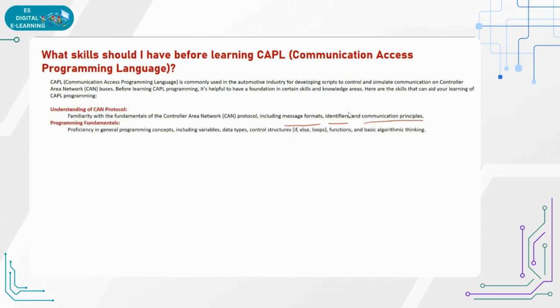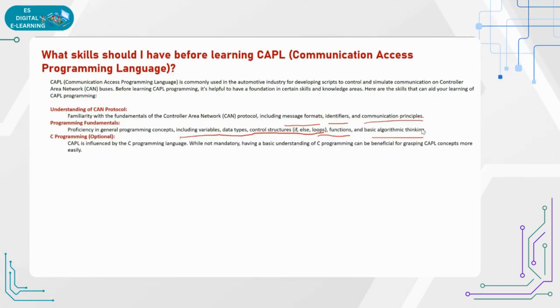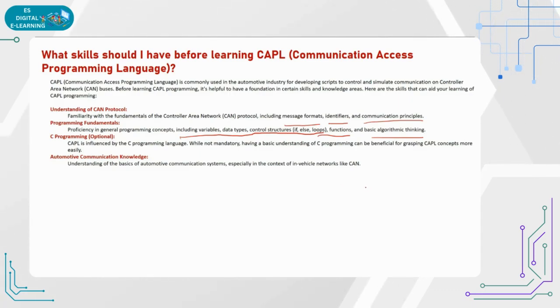Next is programming fundamentals, like C programming. You need to understand the data types, if-else conditions, loops, and functions. Basic things are sufficient; we don't want them in detail. And next is automotive knowledge, to understand how data communicates from one ECU to another, like airbag or engine, and how they connect with each other. That should be understood.